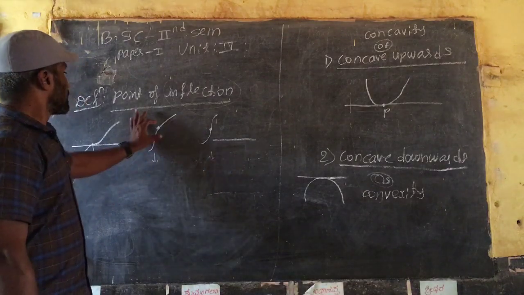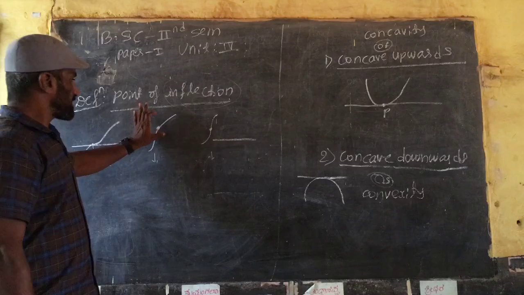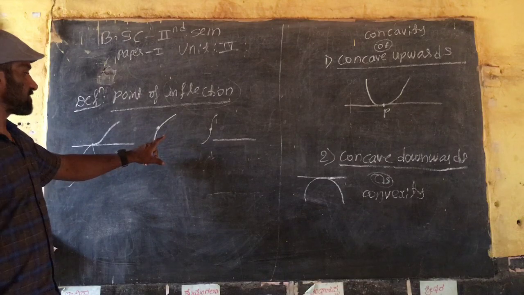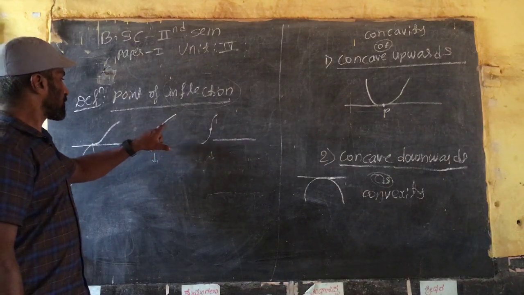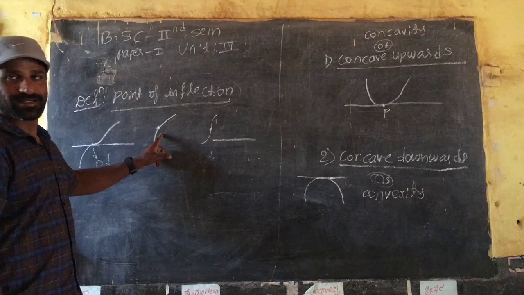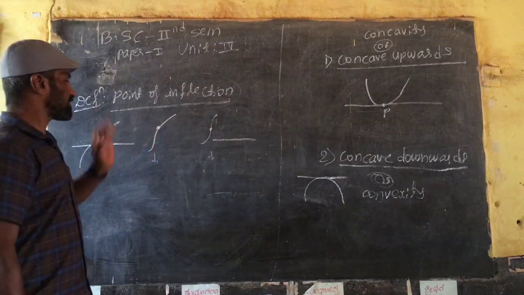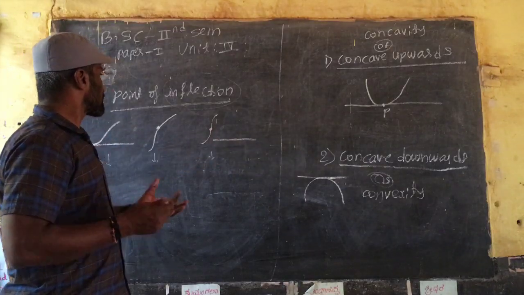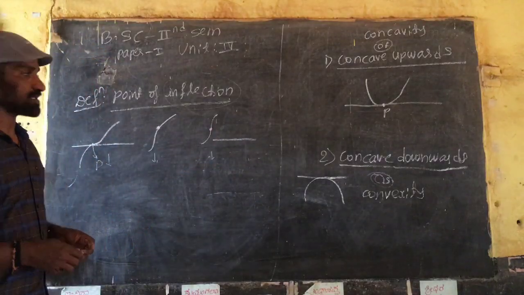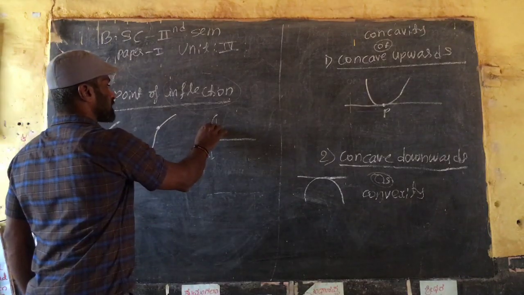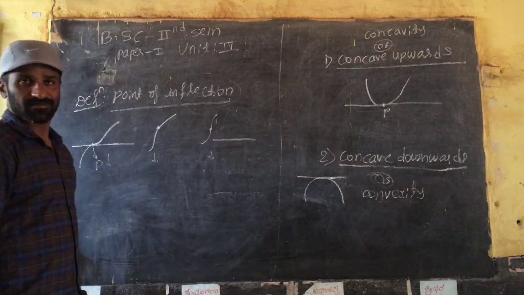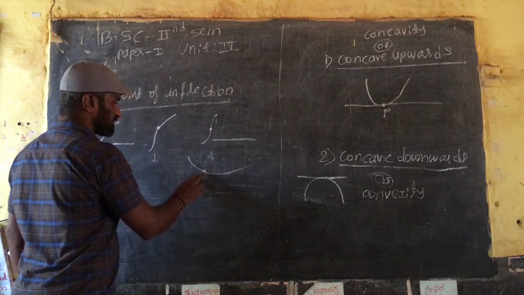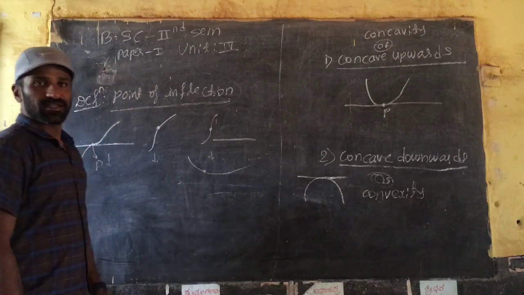Clear? There is another curve. This point is not a point of inflection, because the curve does not cross the tangent line. Also this point is not a point of inflection. So there are two types of cases: if the curve does not cross the tangent at that point, there are two possibilities.